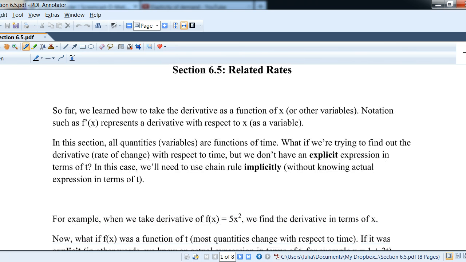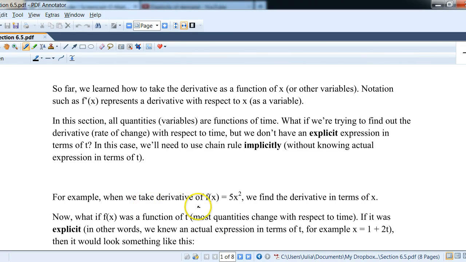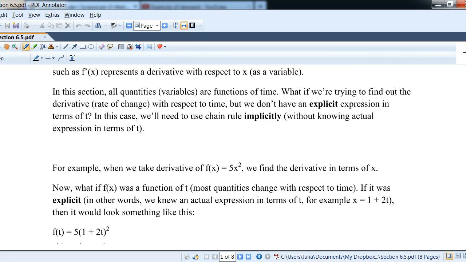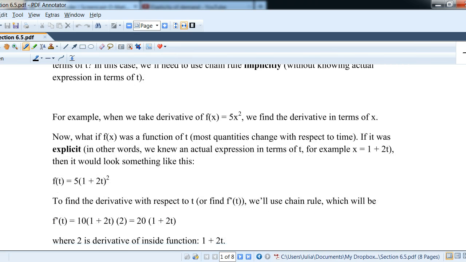Let's scroll down. For example, when we try to take the derivative of 5x squared, this is a function, so we do not see any t variable, but we do know it changes with respect to time. A lot of times we don't know how it changes. For example, if we did know, let's say x equals 1 plus 2t, so x itself is a function of t, then we can use the chain rule. If you recall how to use the chain rule, we multiply 5 by 2, so it becomes 1 plus 2t to the 1 power times the derivative of the inside expression, which is just 2, so it becomes 20 times 1 plus 2t.